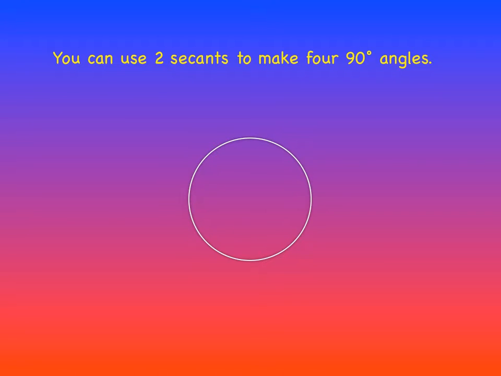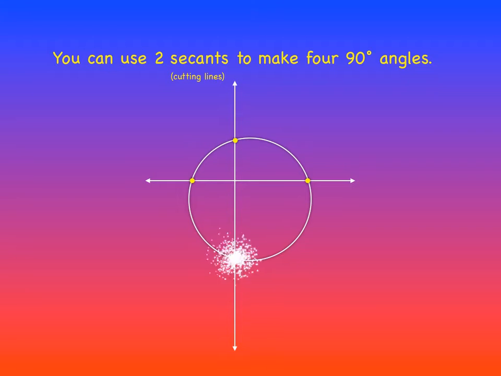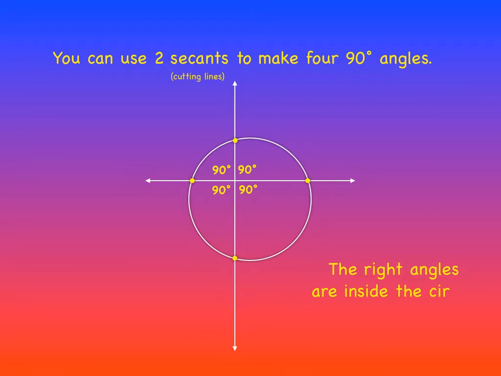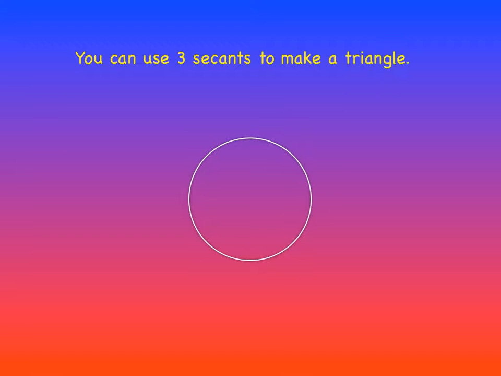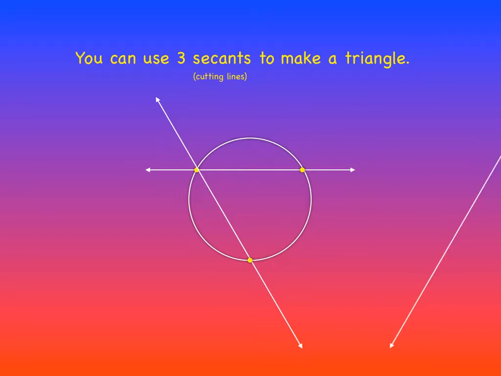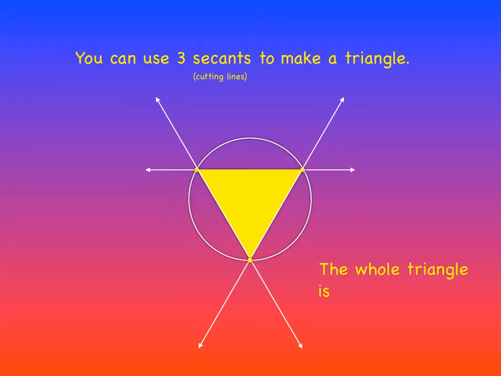You can use 2 secants to make 4 90-degree angles, right where they cross each other. The right angles are inside the circle. You can use 3 secants to make a triangle. The whole triangle is inside the circle.